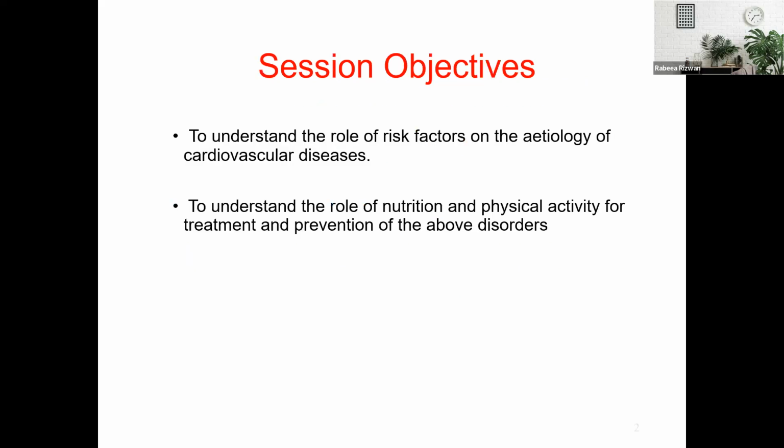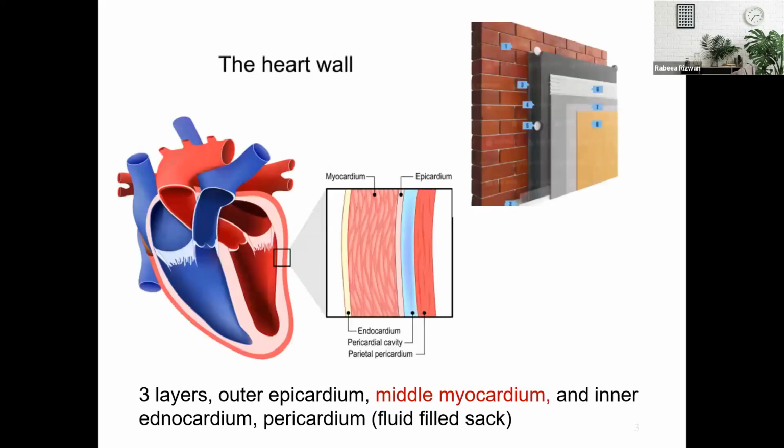So what are today's objectives? At the end of the session, you should be able to understand and explain the role and the risk factors that cause cardiovascular diseases. That means cardiac-related, heart-related ailments, problems and illnesses. The second objective is to understand the role of nutrition and physical activity, to treat, that is the management, and to prevent cardiac disorders, particularly hypertension.